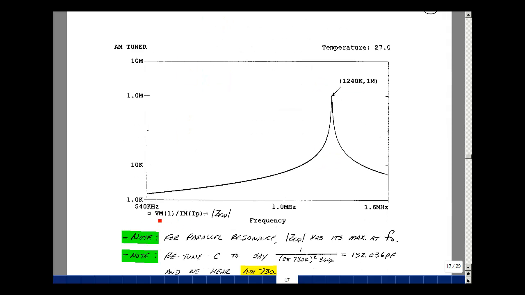That'd be the ratio of the node voltage 1 to the magnitude of the current source. You can see here we've got a peak in the response at 1240 kilohertz. We have parallel resonance, we get the maximum impedance at the resonant frequency.